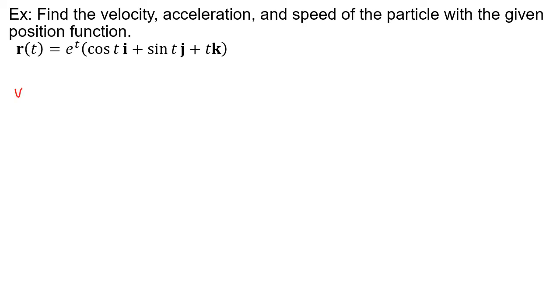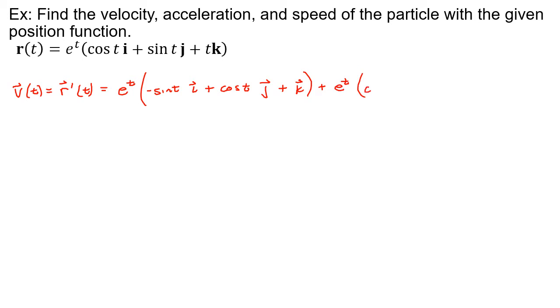And so my velocity is r prime of t. For the product rule, I would do the first one times the derivative of the second. Cosine would go to negative sine t, i. Sine would go to cosine. And t goes to 1. Plus the second times the derivative of the first. The derivative of the first one is still just e to the t. And so, in fact, nothing changes on the second part.